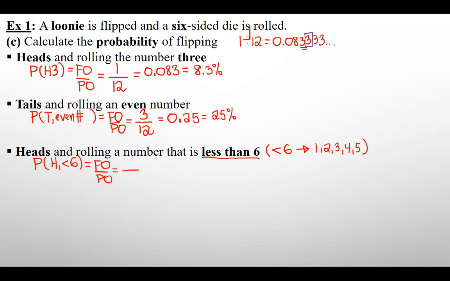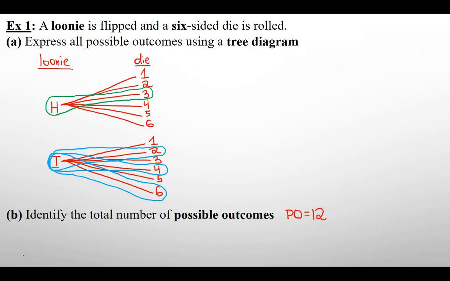The number of possible outcomes, again, is 12 because you have 12 branches on that tree. And now we have to figure out how many favorable ways you can get heads followed by a number that's less than 6. So let's go back to the previous slide on the tree diagram and determine that. And let's do that with purple this time.